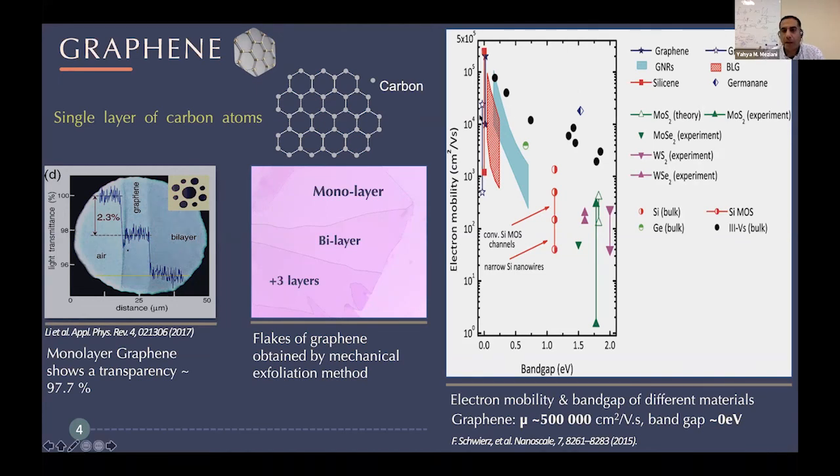You can also see that bilayer graphene and graphene nanoribbons show very high mobility. You can compare with, for example, silicon bulk, used in most transistors. Some of the III-V materials also show high mobility, like gallium arsenide and indium gallium arsenide. But graphene still shows one of the highest mobilities, reaching about 500,000 centimeters squared per volt second, and it has a band gap of around 0 electron volts for the case of one layer of graphene. This is the most interesting property for using this type of material for electronics.